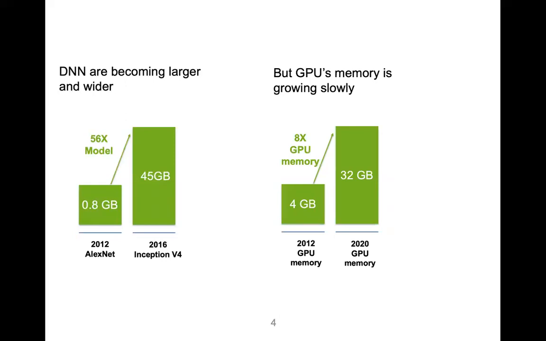Unfortunately, the GPU memory growth rate is lower than what we would like. Between 2012 and 2020, the GPU memory only grew 8 times. Some proposed models do not fit on a single GPU. How are we going to train even larger models with the limited GPU memory?